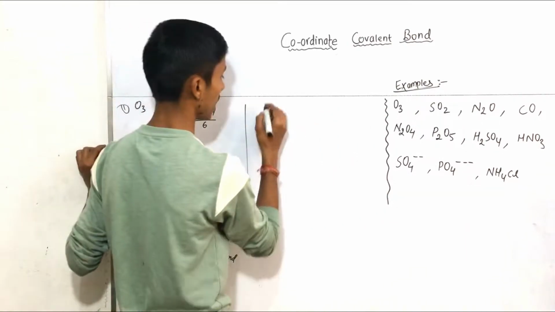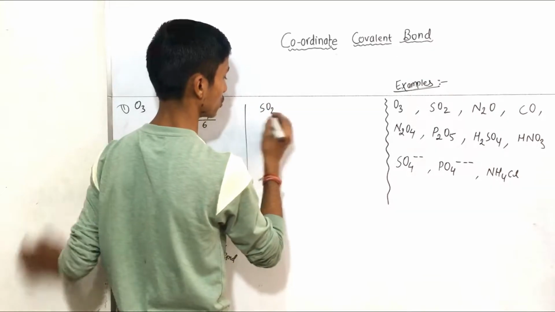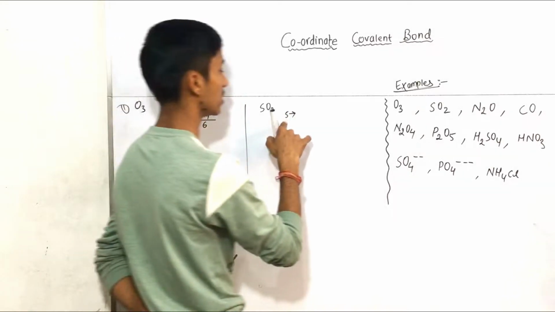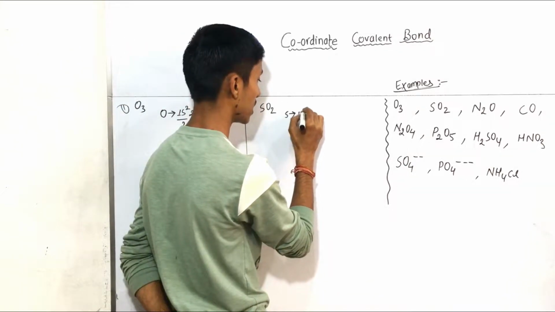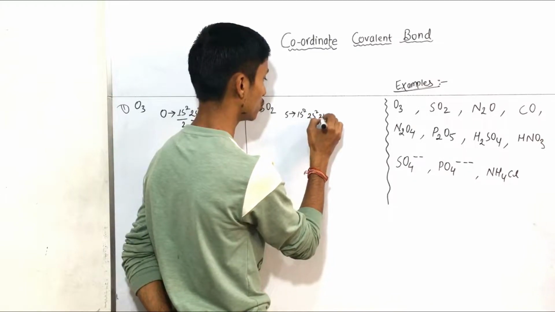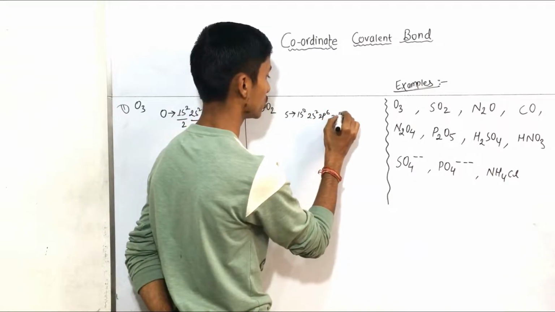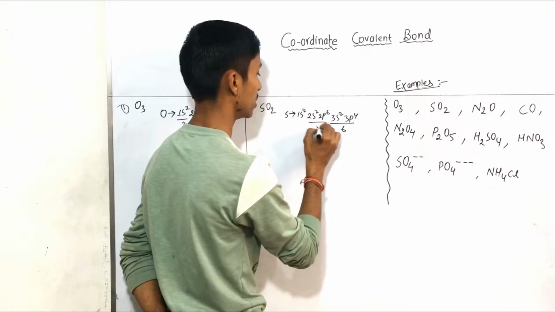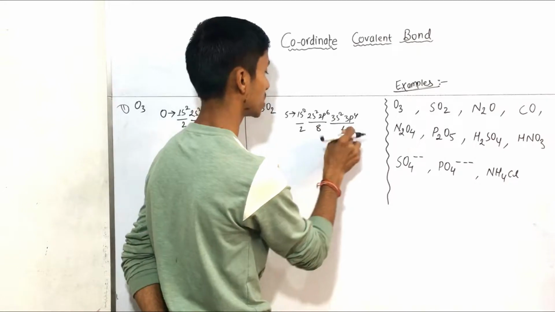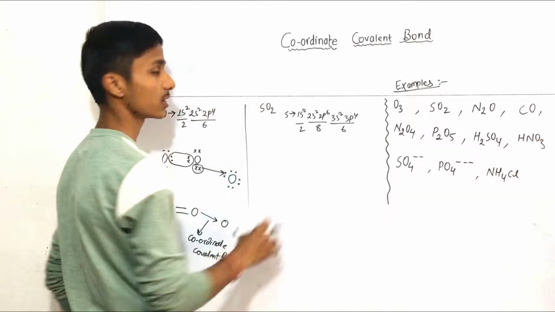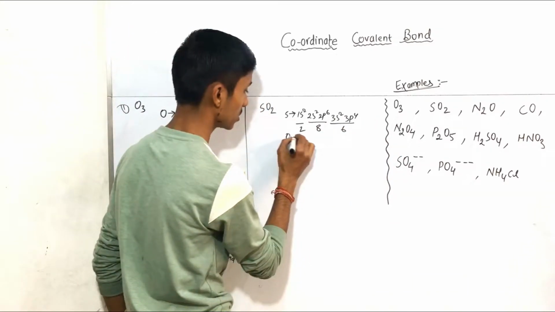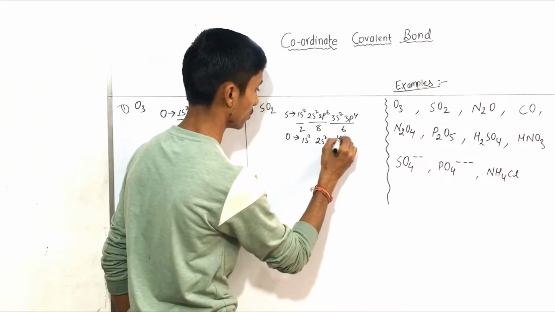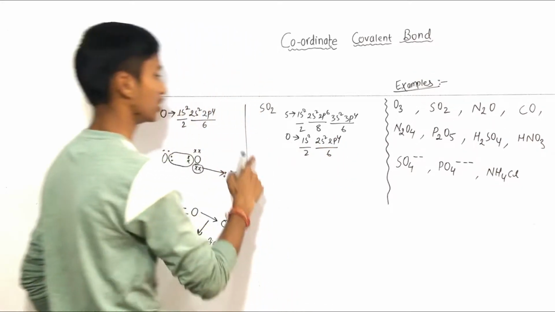Next one we have SO2. So here we write the electronic configuration of sulfur. Its atomic number is 16. So 1s2, 2s2, 2p6, 3s2, 3p4. This is for sulfur. And for oxygen, 1s2, 2s2, 2p4, 6 and 2.